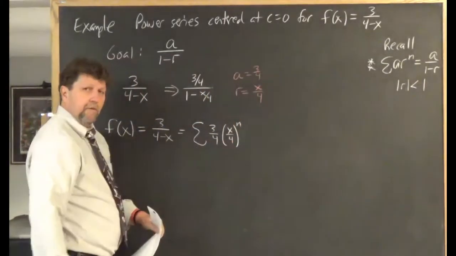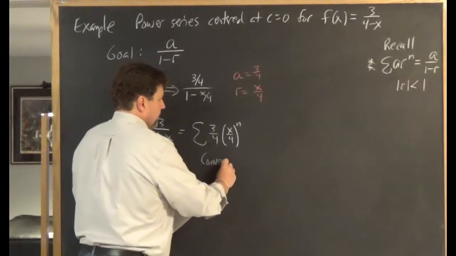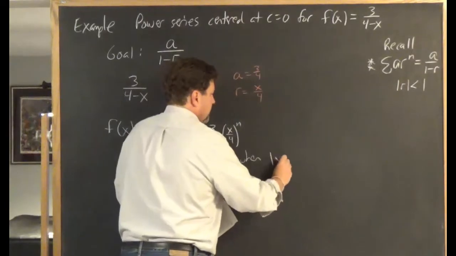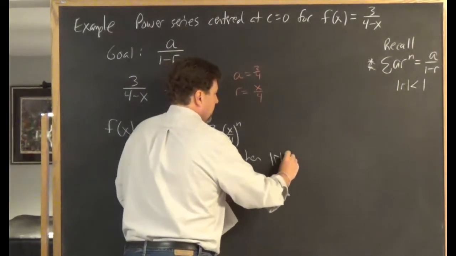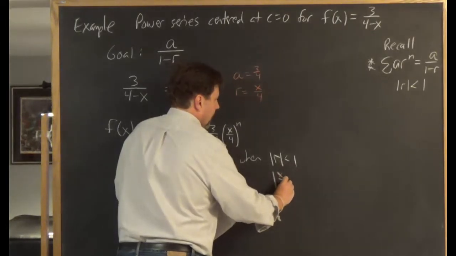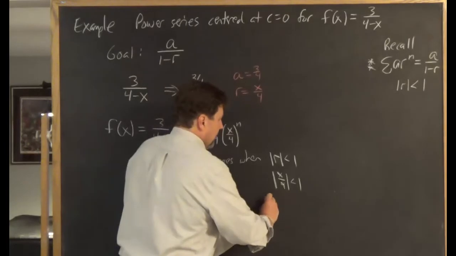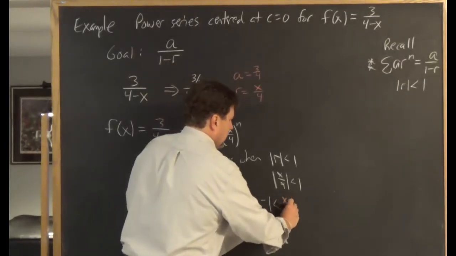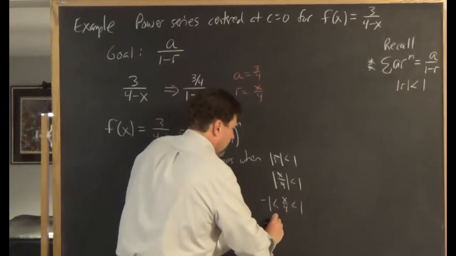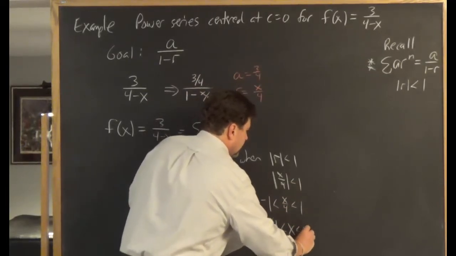R is x over 4. So we know we have absolute convergence when the absolute value of r is less than 1. That's absolute value of x over 4 is less than 1. Negative 1 is less than x over 4 is less than 1. Multiply everything by 4. You get negative 4 is less than x is less than 4.